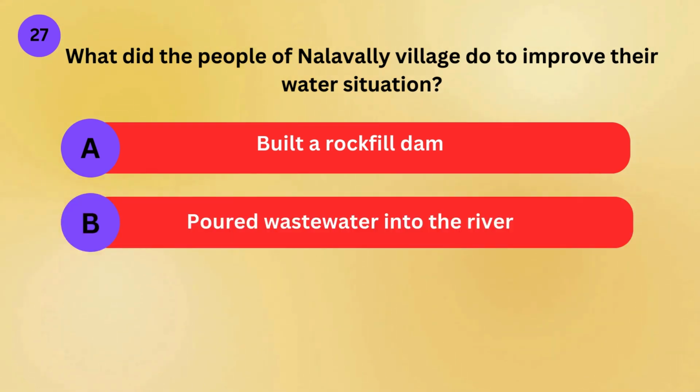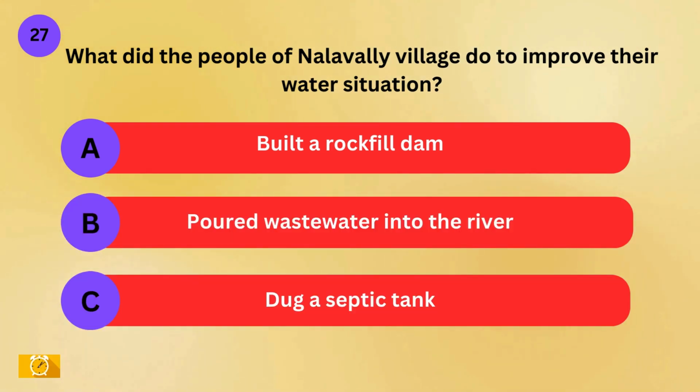What did the people of Nalavali village do to improve their water situation? Built a rock-filled dam, poured wastewater into the river, dug a septic tank.